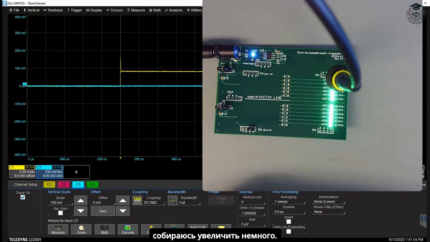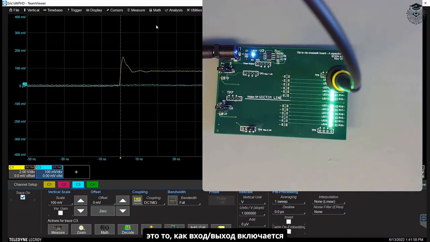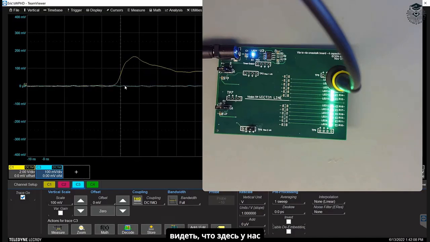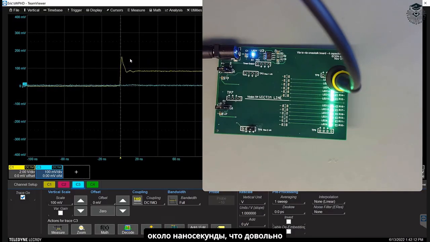I'm just going to zoom out a little bit. And you can see this is the way the I/O is turning on. We get a little current surge. That transistor turns on hard. We get a lot of transient current, and here's that steady state current coming out. And the rise time, here we're at 2 nanoseconds per division, so the rise time is about a nanosecond or so. So it's a pretty fast edge.